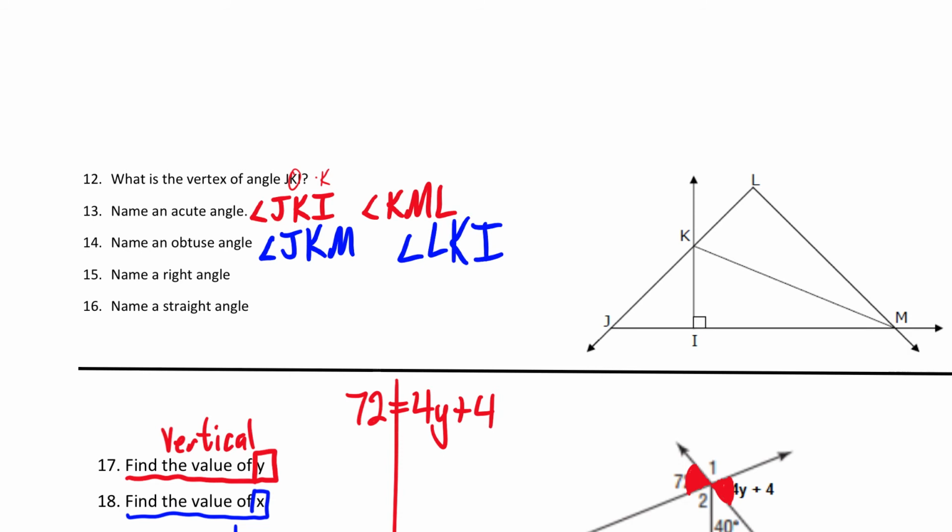Okay, name a right angle. Okay, KIM is the only one we know for sure, and because of that little box down there. Okay, name a straight angle. JIM. You can see right down here.